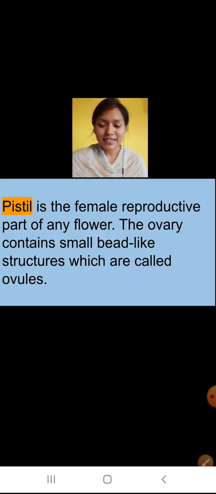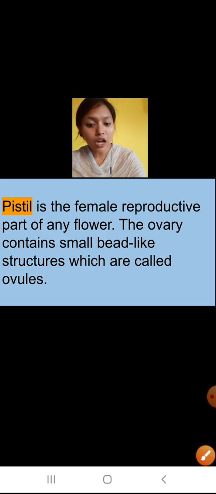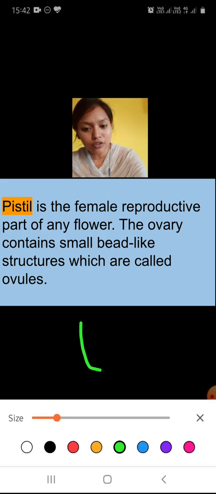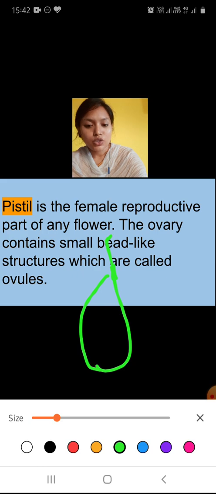So pistil is the female reproductive part of the flower. The ovary contains small bead-like structures which are called ovules. Now, as I have told you, the pistil is present in the center of the flower and it is vase shaped, like this. This is the pistil, and inside the pistil, small ovules are present.